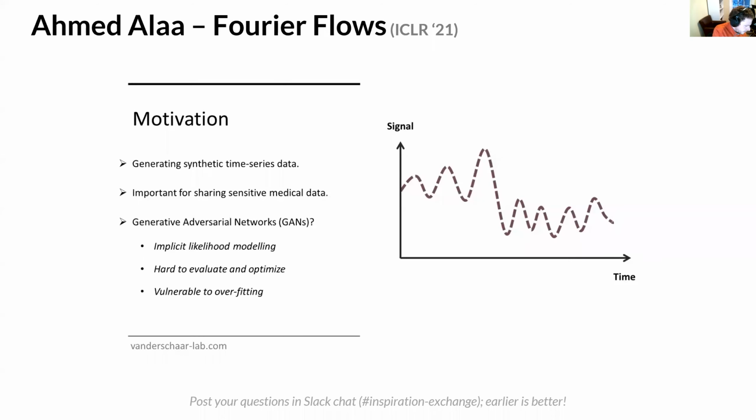And there are many options to model time series data generatively, including state space models, variational autoencoders, and GANs. And perhaps the most famous option is GANs, but GANs have suffered from various disadvantages, like the fact that they model the likelihood implicitly, which makes it hard to write the exact expression for the likelihood, which also makes it hard to evaluate and optimize. And it's also known to be vulnerable to overfitting, which might violate patient privacy.